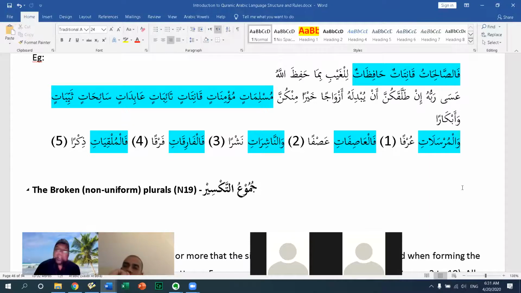وَالْمُرْسَلَاتِ عُرْفًا فَالْعَاصِفَاتِ عَصْفًا وَالنَّاشِرَاتِ نَشْرًا فَالْفَارِقَاتِ فَرْقًا فَالْمُلْقِيَاتِ ذِكْرًا. Okay. والمرسلات وحرف القسم.